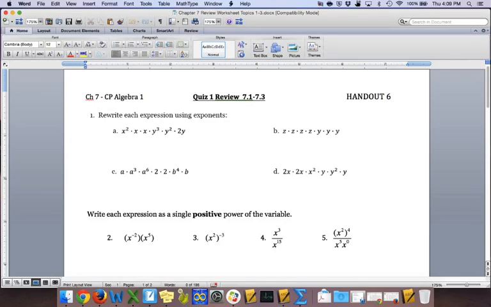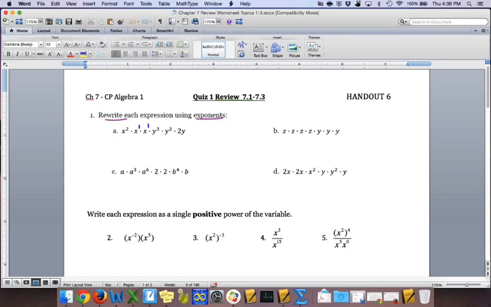Alright, number 1, A through D, we're going to be rewriting the expression using exponents. So in other words, we're simplifying like we've been doing. So 1A. Okay, so you see here we have x squared, an x to the 1, another x to the 1, and then some y's. So remember, we're collecting terms here. We're going to use the multiplication exponent rule where we're just adding the exponents when we multiply the bases.